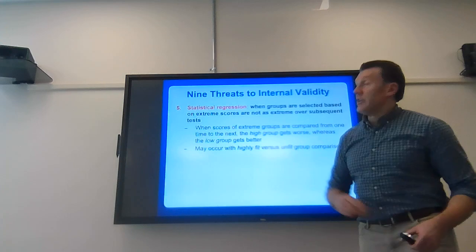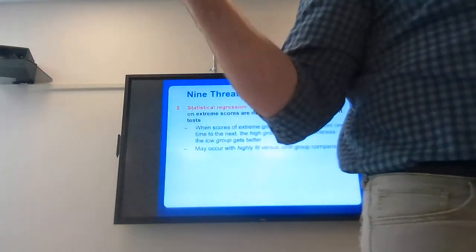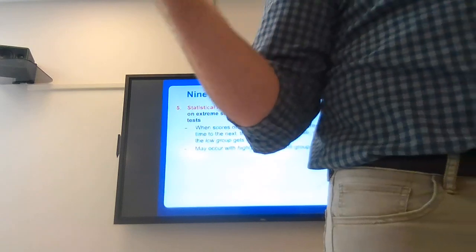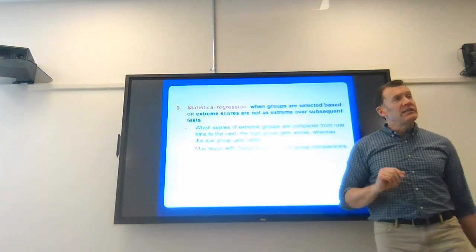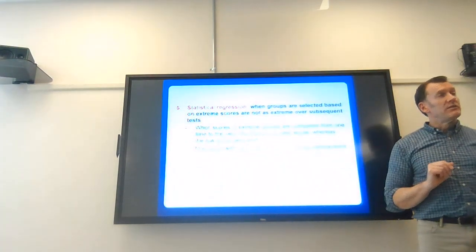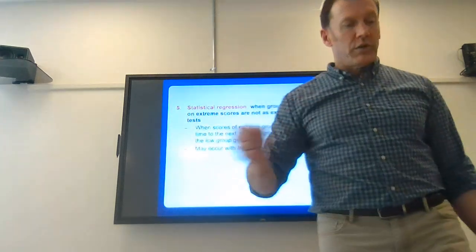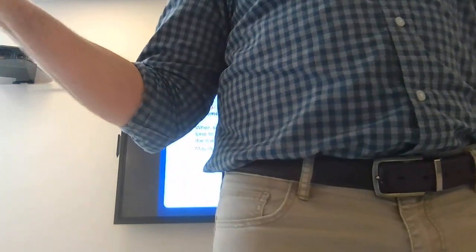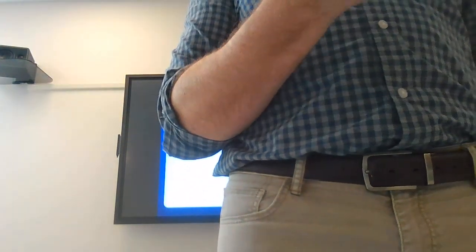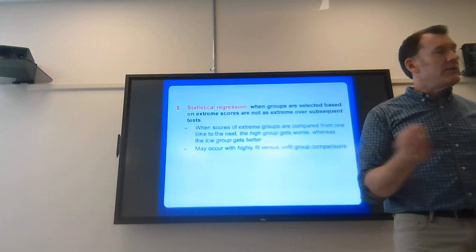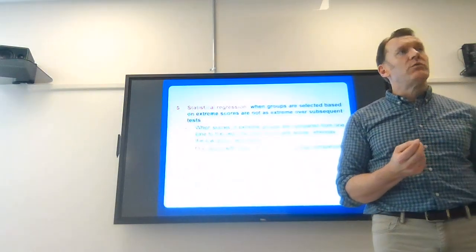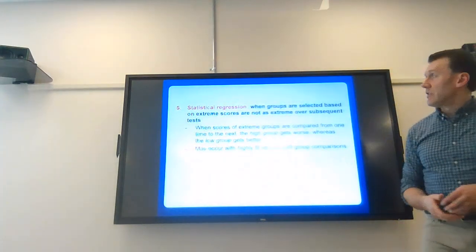Okay, so statistical regression. This happens when you're looking at two groups of people that are extreme in one characteristic. So say we're measuring a group that's highly fit and a group that's unfit. This is the tendency for scores over time with repeated testing for the highly fit group to go in one direction, so they're going to test worse, and the unfit group to test better. We're not sure what causes this, but with repeated testing over time, especially with extreme groups, they're going to come more towards the middle. So the unfit will go up, the more fit will come down just a little bit.